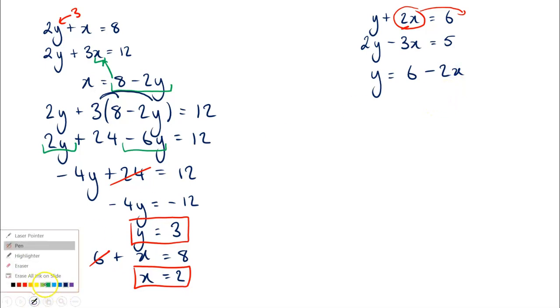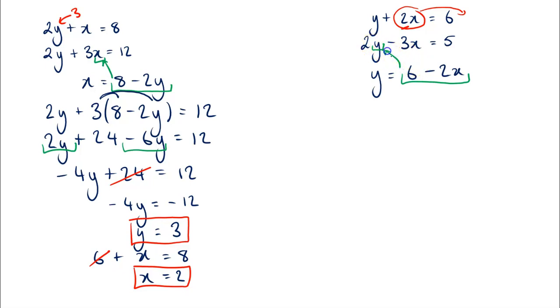Now once you've got that, the same as before, you should be taking this and substituting it into the second equation. This time we have y. So I need to take that 6 minus 2x and pop it in here instead of that y value. So this is going to become 2 times 6 minus 2x. Don't forget the brackets. Minus the x is equal to 5.